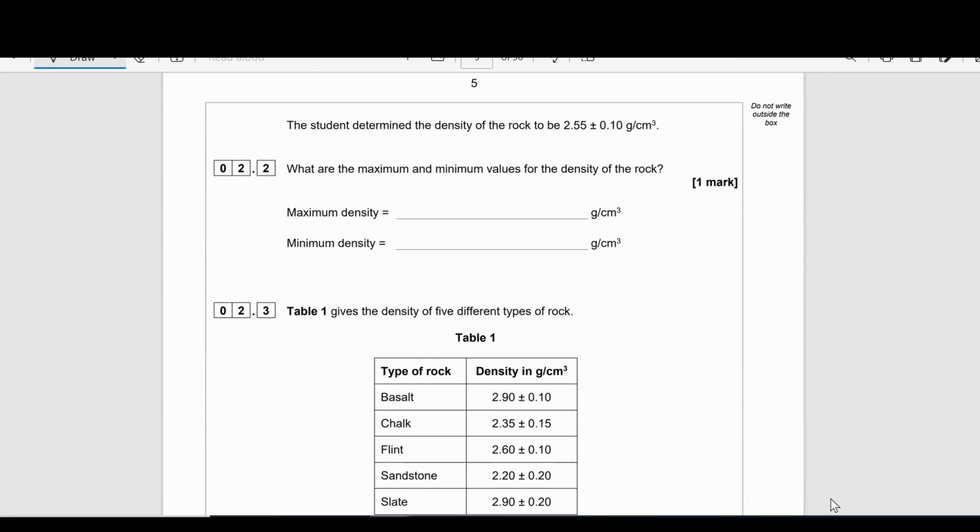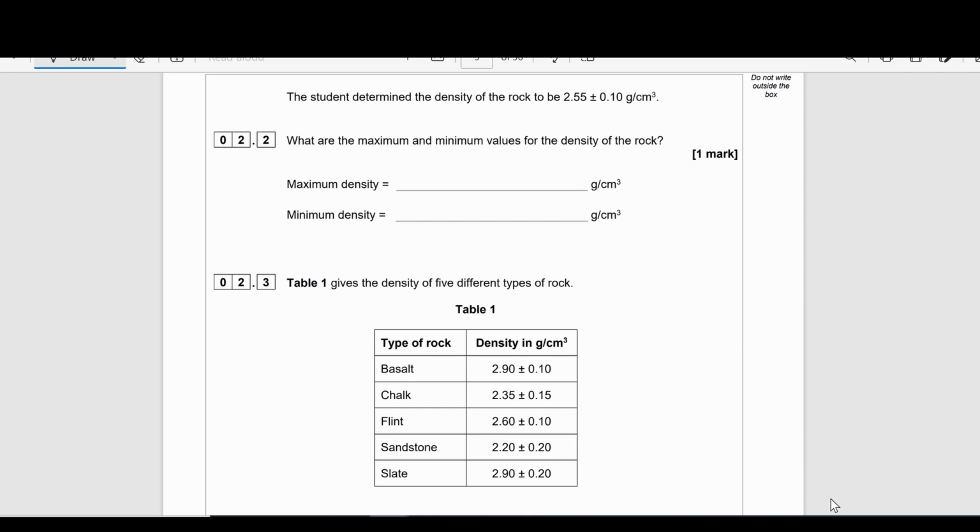The student determined the density of the rock to be 2.55 plus or minus 0.1 grams per centimeter cubed. 2.2. What are the maximum and minimum values for the density of the rock? 1 mark. So this value of 2.55 can be varied by plus or minus 0.1.